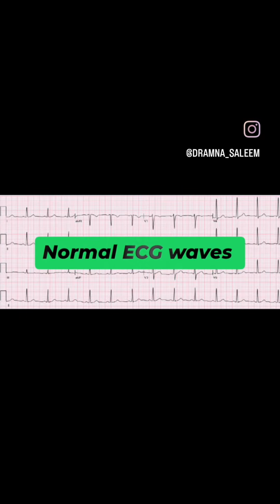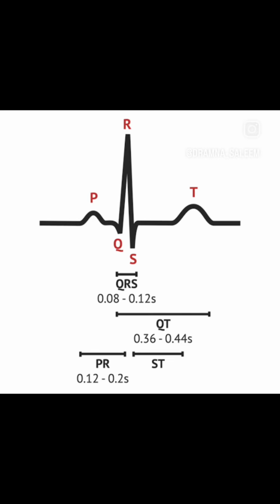Let's start from the absolute basics. Before you diagnose a heart attack or an arrhythmia, you need to recognize a normal ECG. The first thing you should look for is the P wave. This small bump represents atrial depolarization. In simpler words, it means that the electrical impulse is spreading through the atria, causing them to contract.